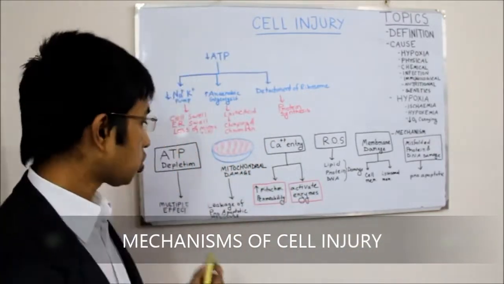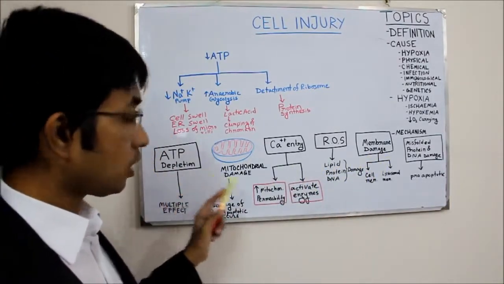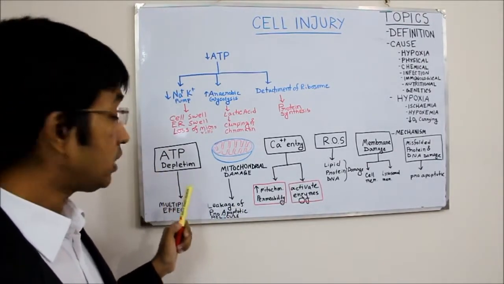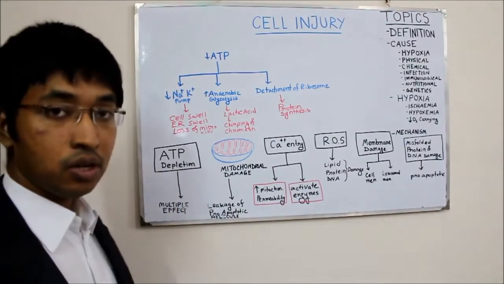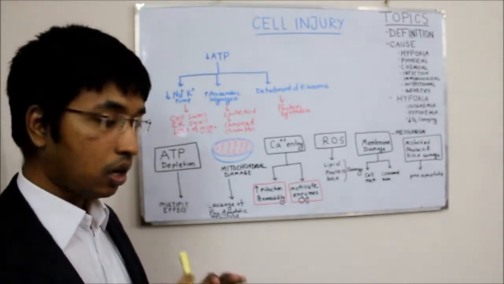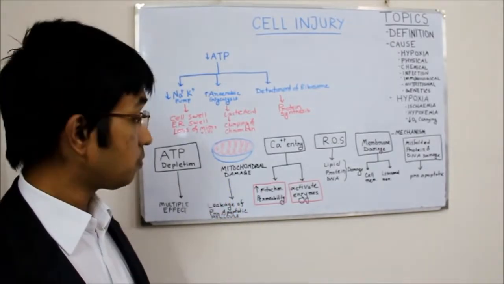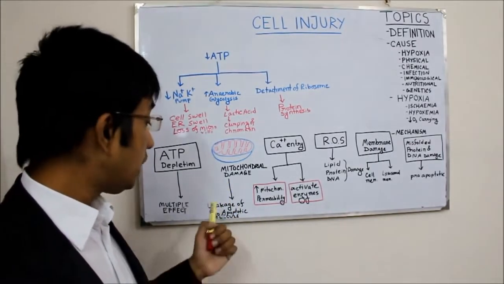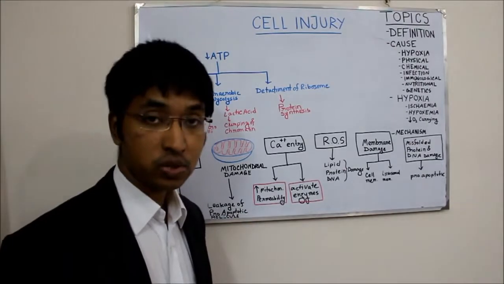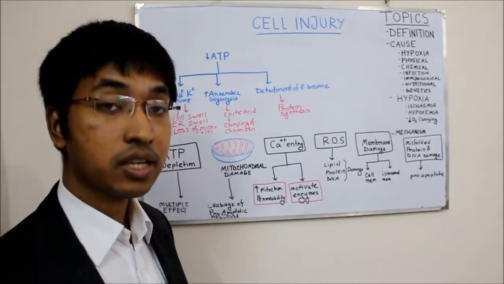As you can see in the bottom of the board, I have drawn a series of mechanisms. All of these can cause cell injury. One mechanism is via ATP depletion. When ATP is less, it will cause a lot of effects, which we will discuss after a while. Another mechanism is via mitochondrial damage, which can cause leakage of some pro-apoptotic molecules, some molecules that promote apoptosis, and that will result in cell injury and cell death.